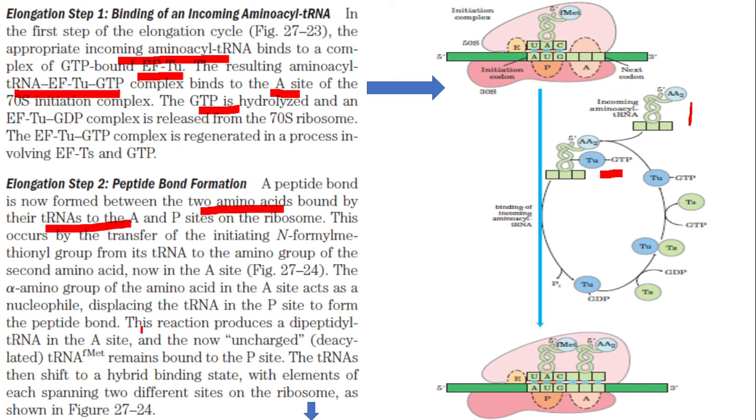This reaction produces a dipeptidyl tRNA in the A site. Why? Because this bond is now cleaved. The bond connecting the first amino acid with its tRNA is cleaved. Now that tRNA is uncharged, deacylated. Now it is bound to the P site, but later it will go to the E site. Clear? And the second tRNA is still bound to the A site.